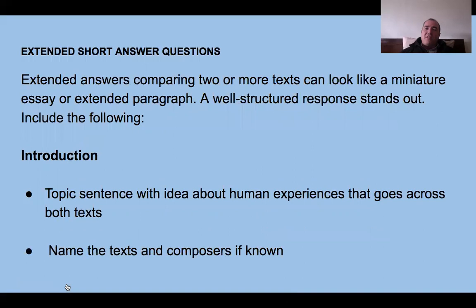So they've got a midsection in this exam where you've got extended short answer questions. Really, this is when you have to compare two or more texts together. And this has been around for quite a while in the English short answers section. So it's not an uncommon thing. So what you're really doing is you're not writing a paragraph, you're writing like a mini essay.